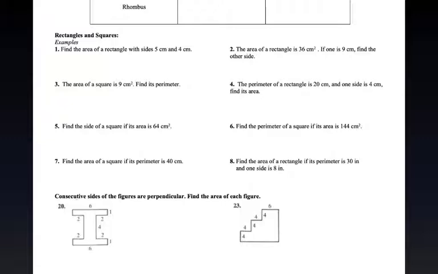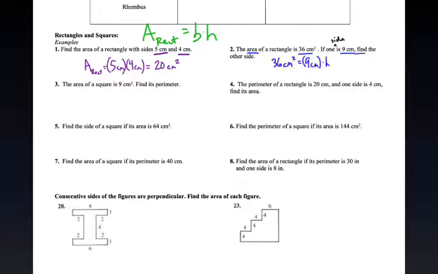Some of these will be really easy, like number 1, find the area of a rectangle with sides 5 and 4. I'm not going to even waste your time. You know how to do that. The area of a rectangle is 36. One side is 9 centimeters. Find the other side. Well, the sides multiplied equal 36. Doesn't matter which one you call the base and which one's the height. 9 times whichever one it is will get you the other side, 4 centimeters in this case.